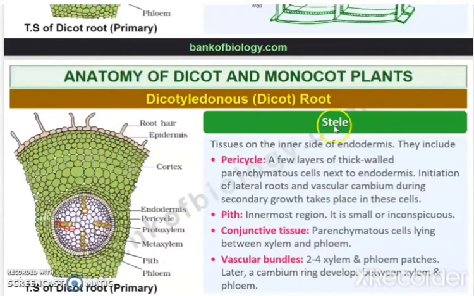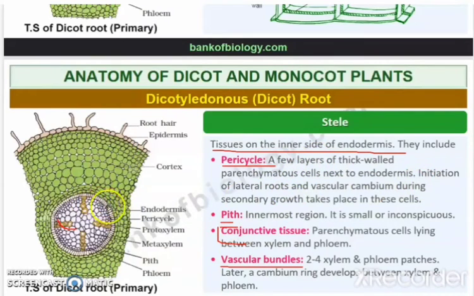So tissues on the inner side of endodermis, right? So these are the tissues on the inner side of endodermis, and what do they include? They include pericycle, pith and the vascular bundles. We will be learning what is conjunctive tissue. Okay, so first let us see about the pericycle.